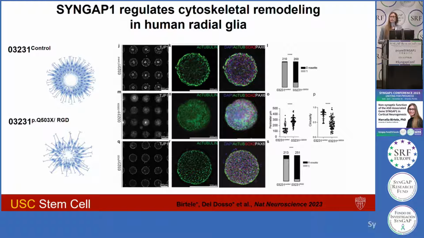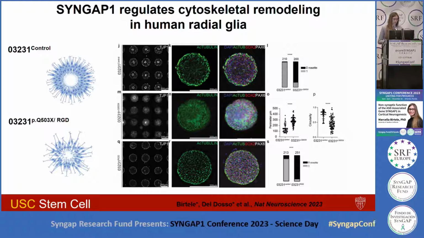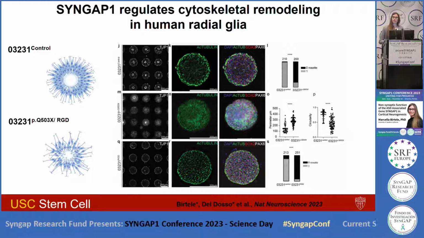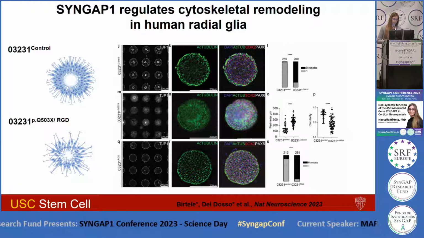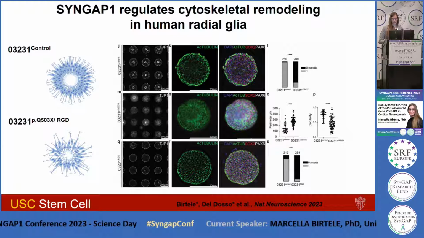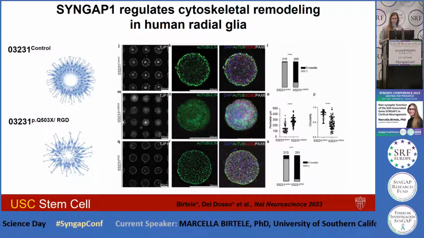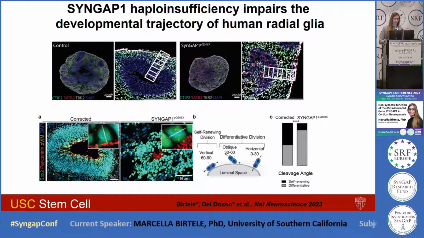indicating that the background in this case does not have an effect on the SYNGAP function at the cytoskeletal level. We then also used another line carrying a mutation that gives rise to a non-functional domain for the RASGAP, called RASGAP dead. So in this case, here in the Q panel, what you can see is that the phenotype was even more exacerbated. So almost no rosettes were generated from this line, indicating that the RASGAP domain is essential for this cytoskeletal function in human radial glia.